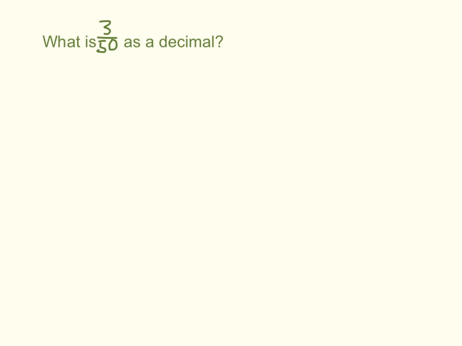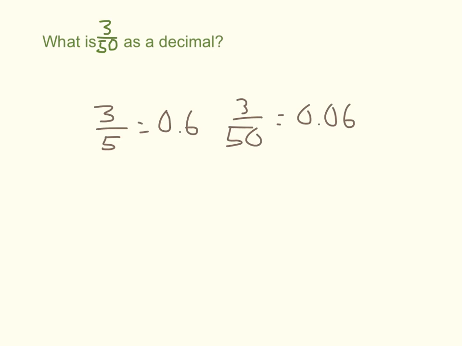Now, for this question, see if you can use your related fact knowledge to find out what 3/50 is as a decimal. Now, I'll be interested to see the workings in your book, to see how you've gone about it. I would see this as knowing that 3/5 equals 0.6, and so therefore I know that 3/50 equals 0.06. You might have seen 3/50 and thought of it as a percentage, and thought, well, 3/50 is the same as 6/100, which would obviously make 6% or 0.06.